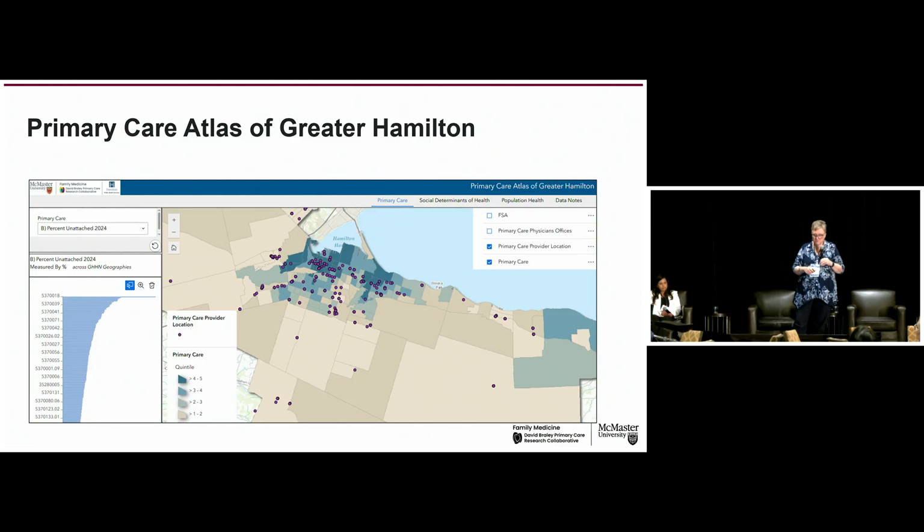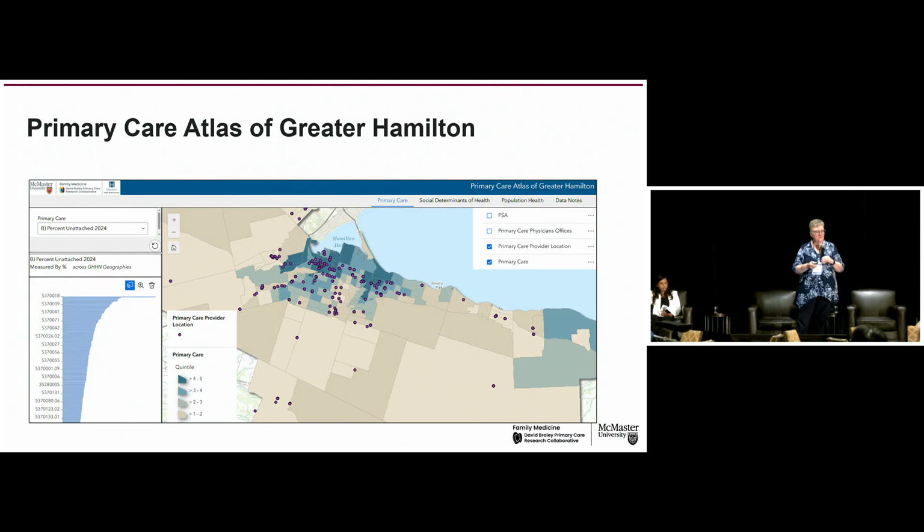Just to interpret what you're seeing right now, the darker the blue, the higher the rates of unattachment. If you know Hamilton, that really dark blue area is the lower Hamilton City region, which has been perennially underserved for many, many years. And then we have some larger rural-ish areas that also had some unattachment.